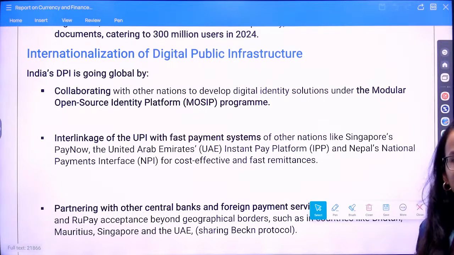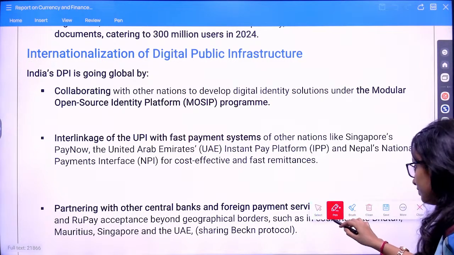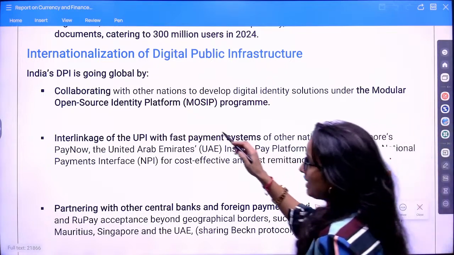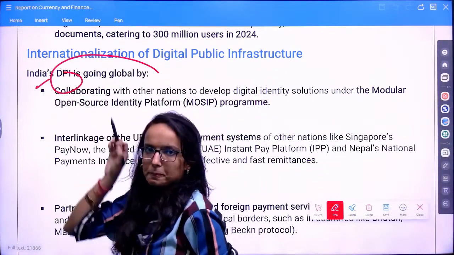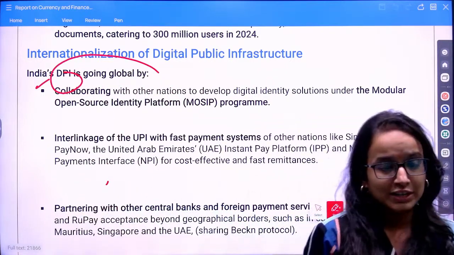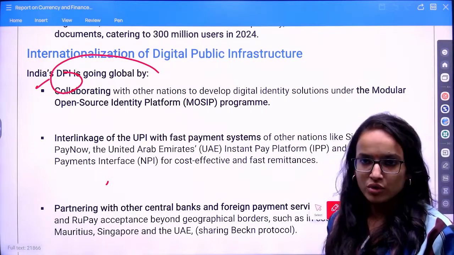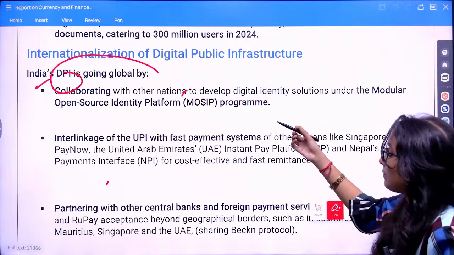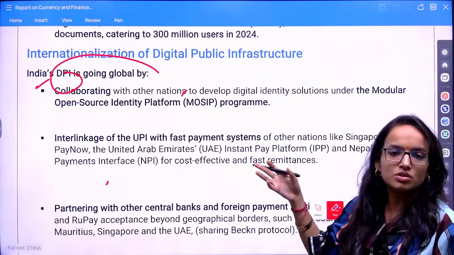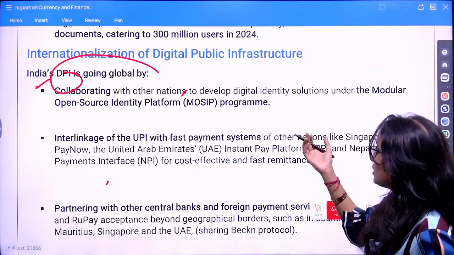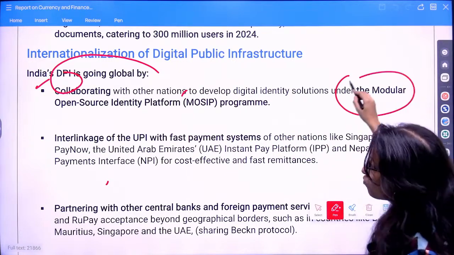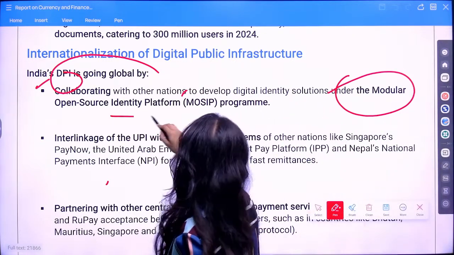Internationalization of digital public infrastructure. Let's see. So, basically, India's DPI is going global. This is the thing. So, it is not only restricted to India, it is going global. Collaborating with other nations to develop, we are collaborating with several nations to help them develop digital identity solutions, public infrastructure under the modular open source identity platform.